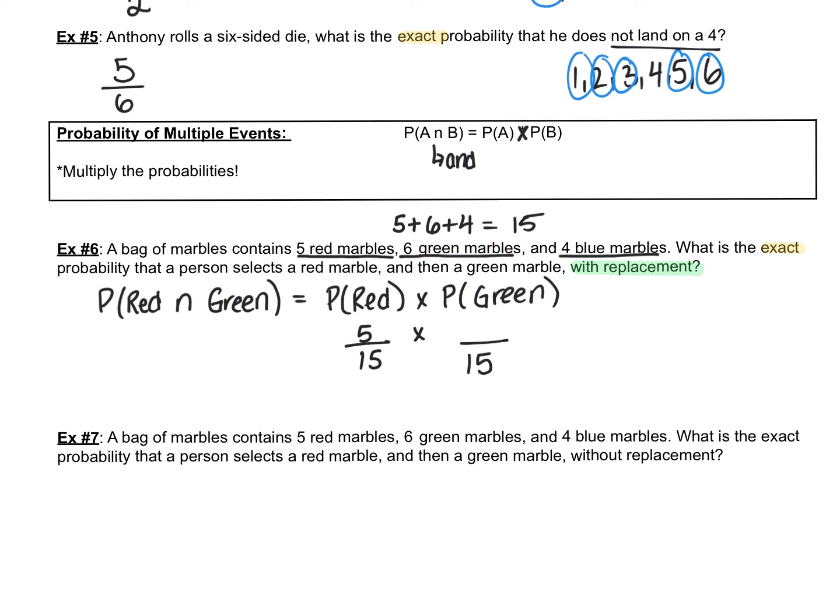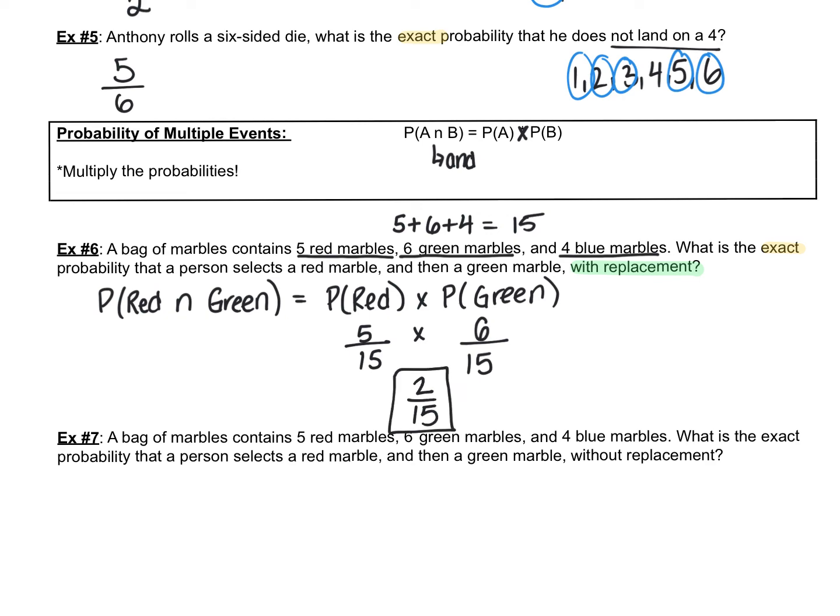Well, there are 6 green marbles, so I'm going to put 6 for green. And then all you have to do is multiply these two together. So take a minute, pause the video, type this into your calculator, and hit resume when you're ready for the answer. All right, so you should have gotten 2 out of 15. So that would be my exact probability.